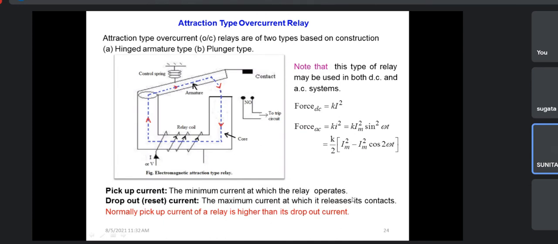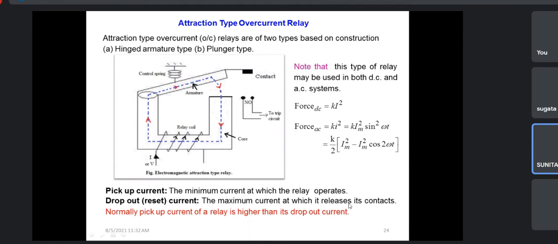Now, what is the pickup current? Pickup current is the minimum current for which the relay will start operation. And dropout current or reset current is the maximum current for which the relay will withdraw from its operation. Why maximum current? Because below the dropout current, for every current it will withdraw from the closed condition to the open condition. Now, ideally this pickup current and dropout current should be the same.